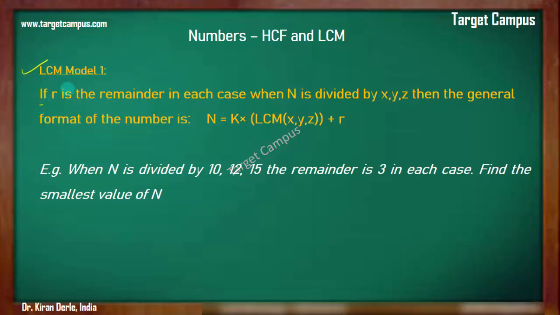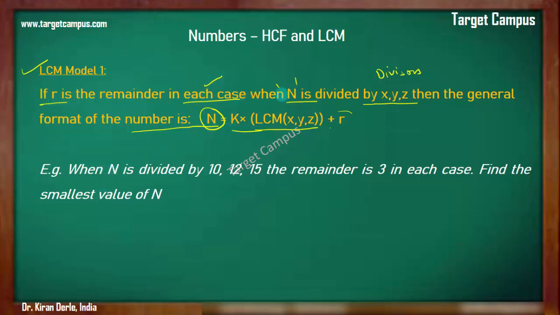We get these kinds of questions. So this is model 1, or type 1 questions on LCM. If R is the remainder in each case when n is divided by x, y, z, these are divisors, and N is the number, then the general format of the number n is k into the LCM of the divisors plus the remainder, where k is any natural number. We'll understand the importance of k here.